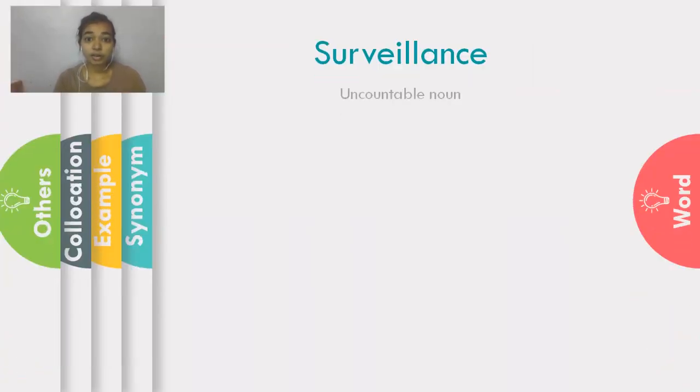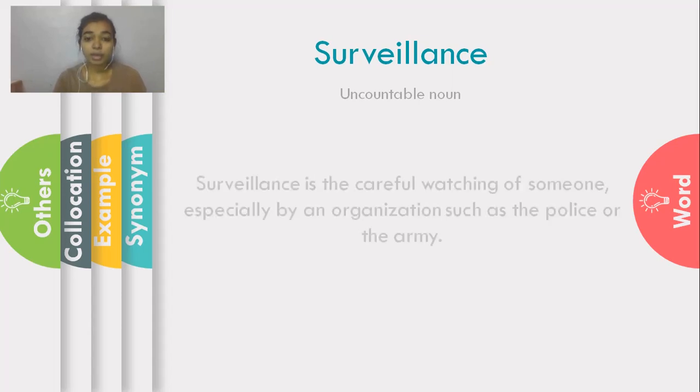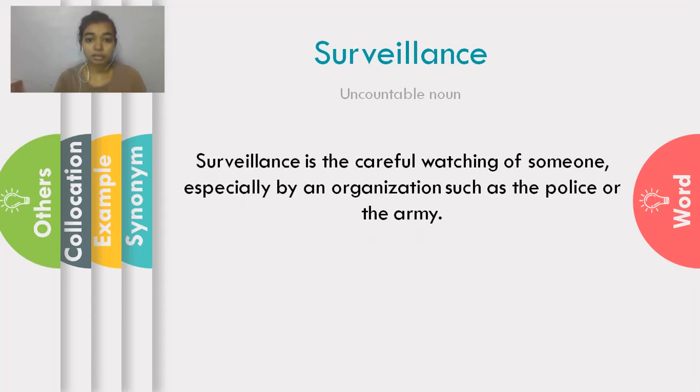Our today's word is surveillance. The R is silent and it is pronounced as surveillance. It is an uncountable noun, and surveillance is the careful watching of someone, especially by an organization such as the police or the army.